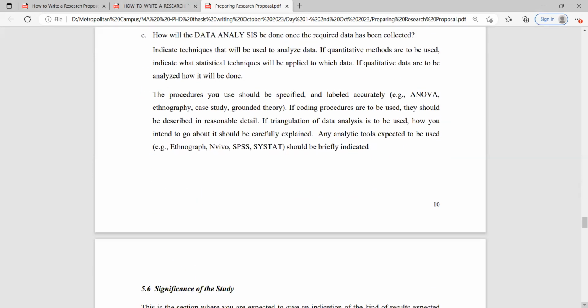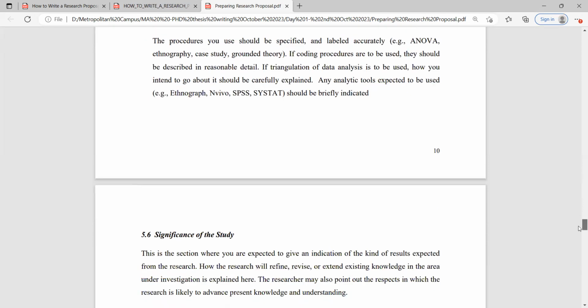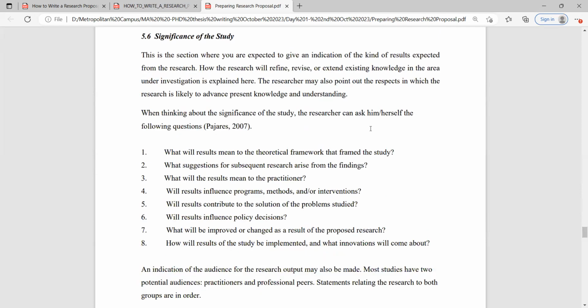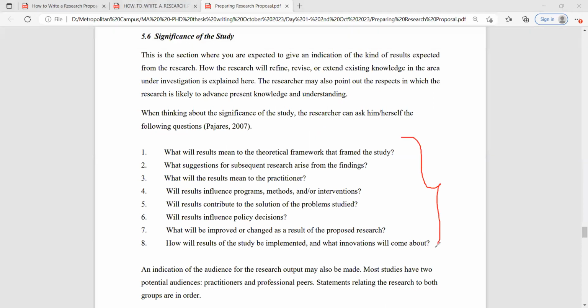and then you're analyzing tentative methods, whether you're going to use SPSS or the ANOVA test or a kind of regression. All those things you even have to include, and then the significance of the study. Now there you have to answer these questions. When you answer these questions, you can easily identify it.